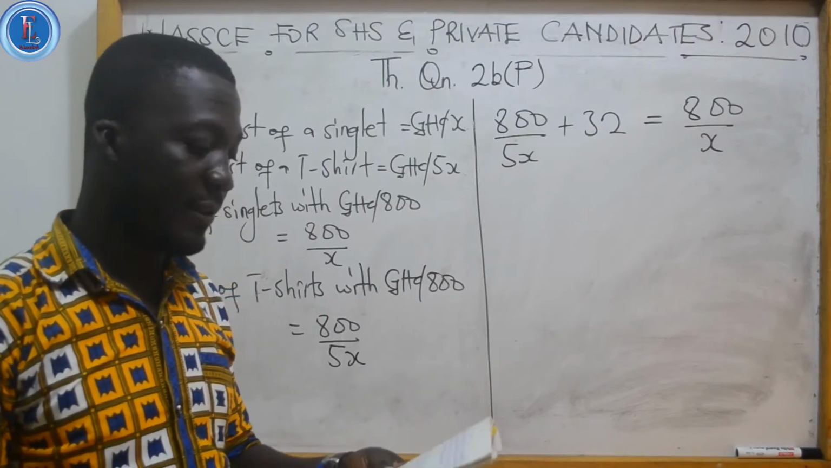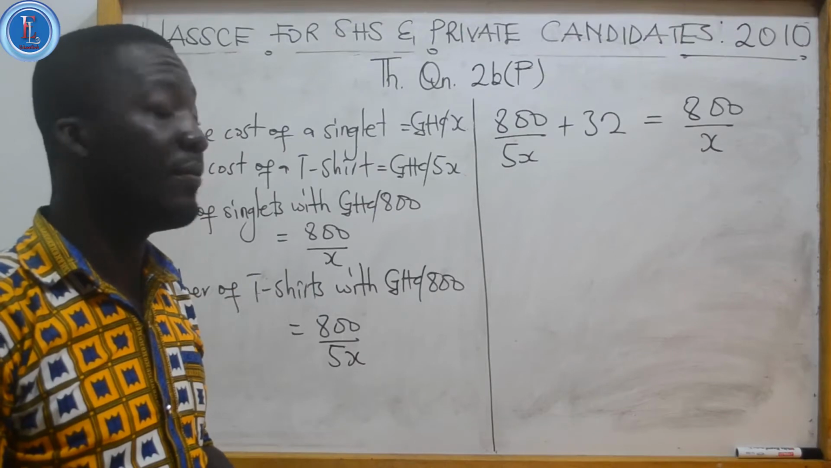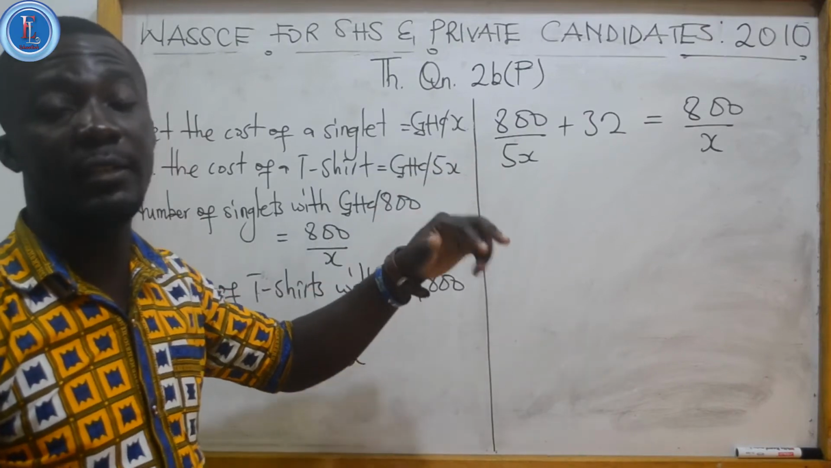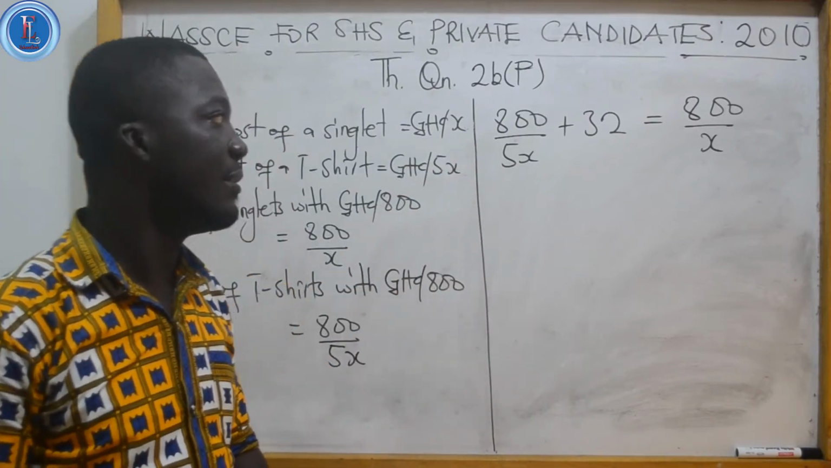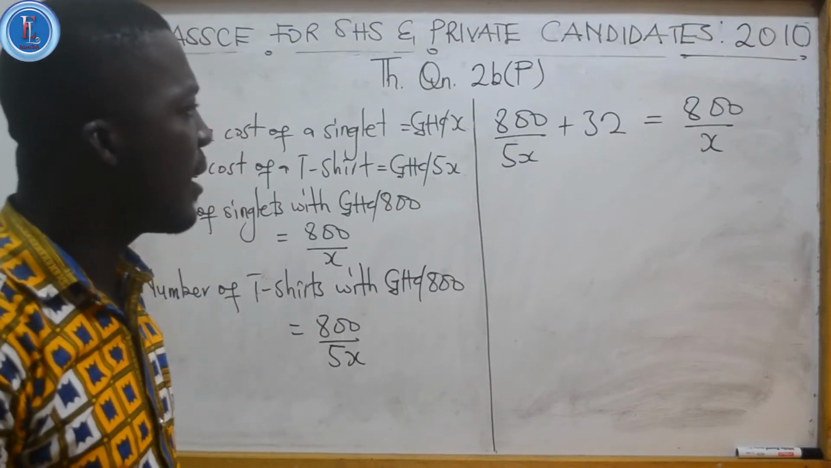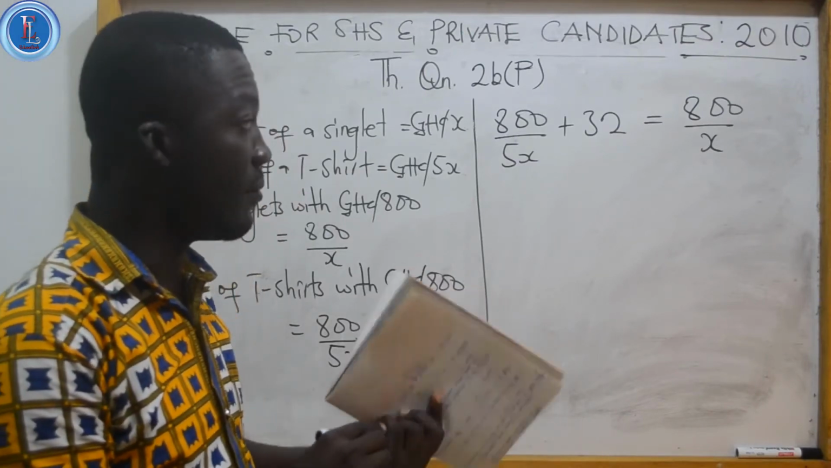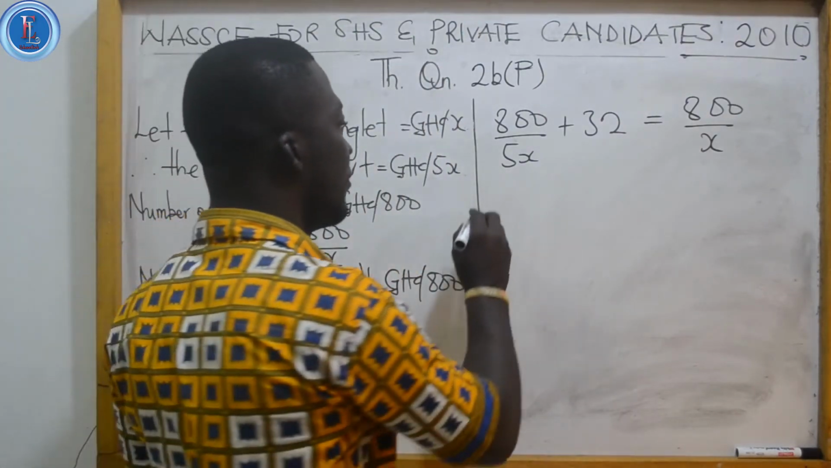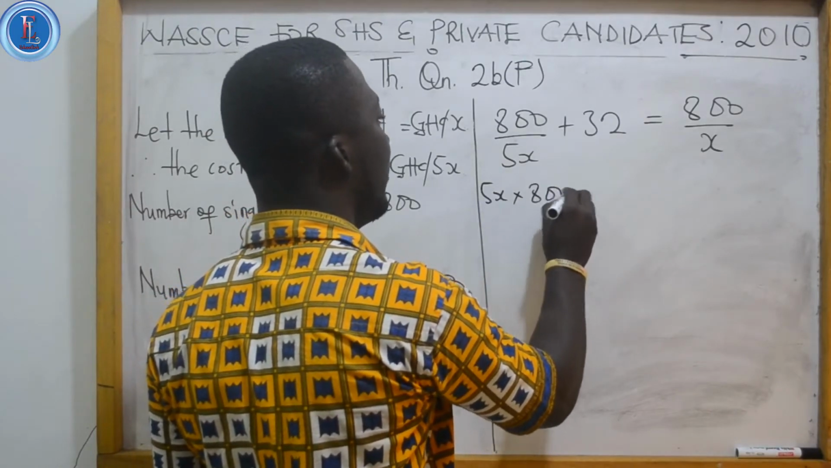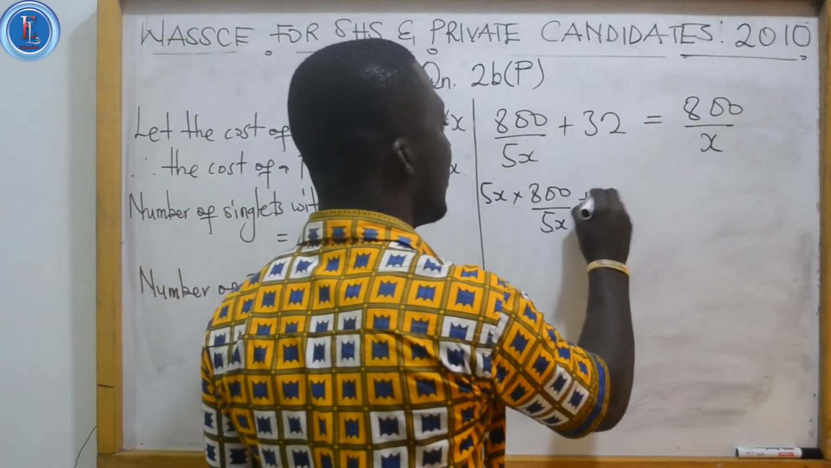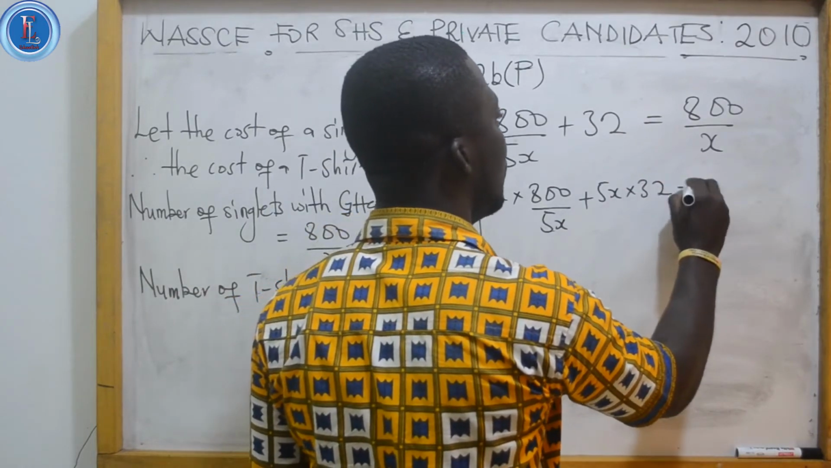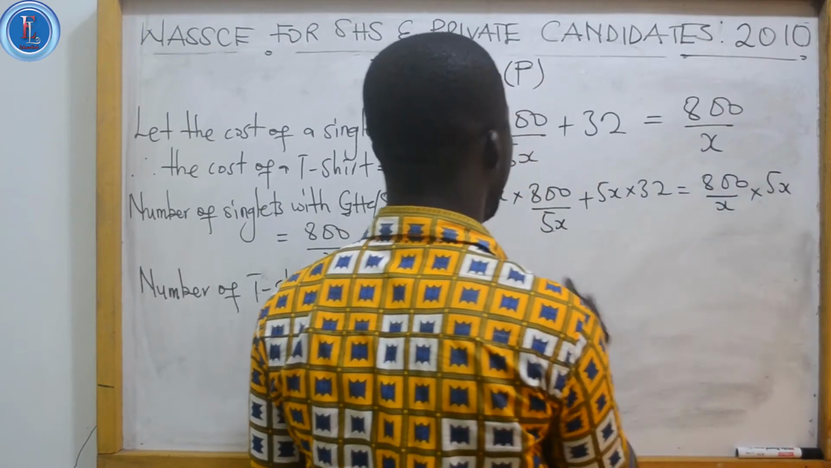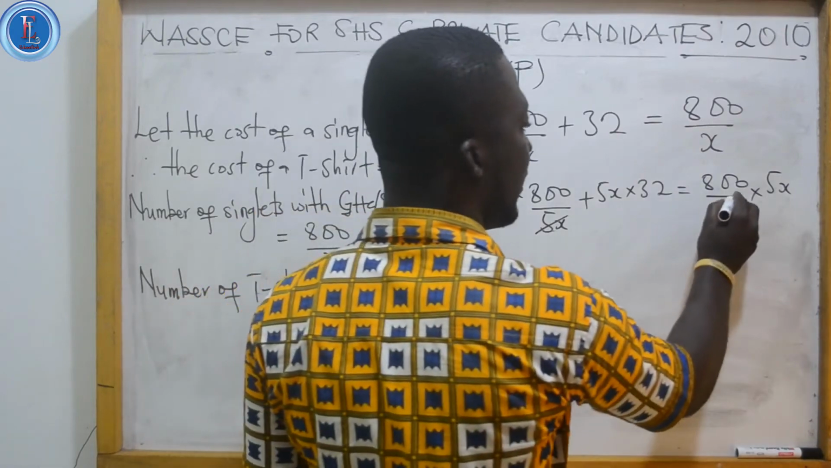So we want to find the cost, and we can find that by first of all finding the value of x, which is the cost of a singlet, and after that multiplying it by 5. So here we can multiply by the least common denominator. We have 1 here, 5x and x, so it's obvious it's 5x. So 5x will multiply 800 divided by 5x plus another 5x times 32 should be equal to 800 over x times 5x. 5x will cancel x, then x will cancel x here.